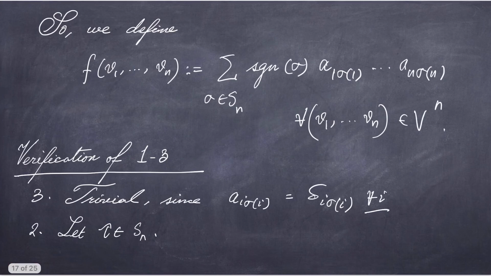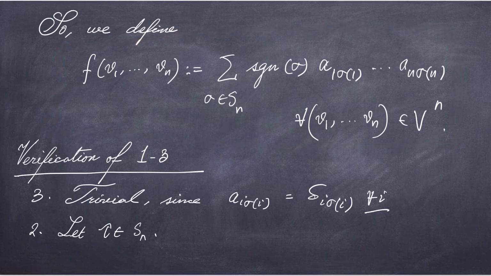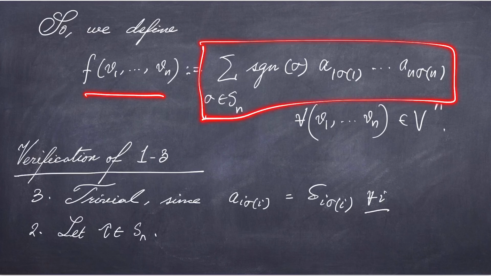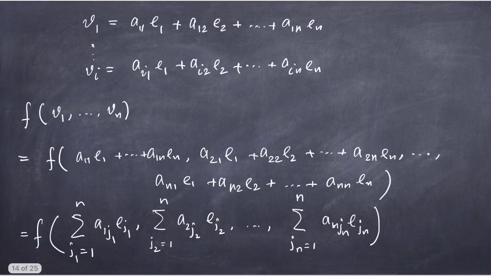we would now define F as follows. For any V1, V2, ..., Vn, we write each Vi as the summation of aij ej, and define F(V1, V2, ..., Vn) as this. Now it's our job to verify that it indeed satisfies the three properties.